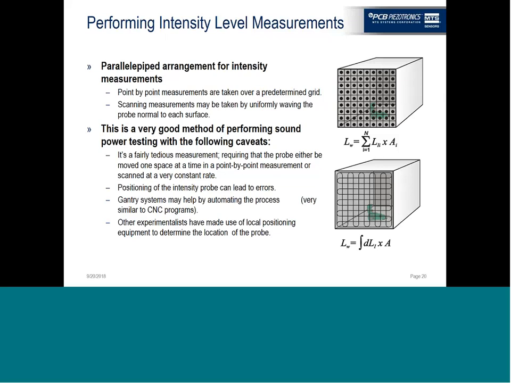Another way of doing sound intensity measurements is basically just tracing back and forth over each surface of your Gaussian surface, and then using that in order to average your sound pressure and sound intensity data over the entire face.